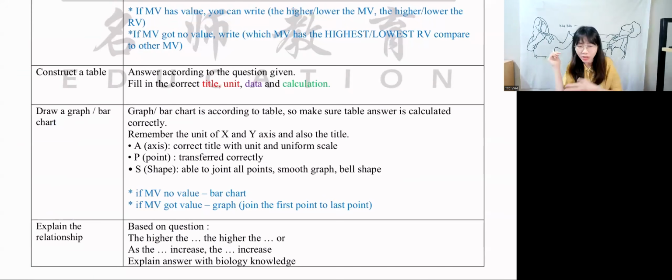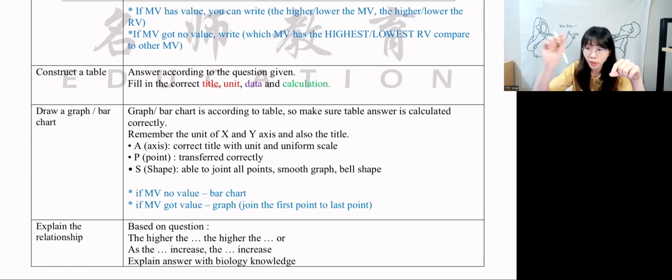You have to write energy value. You have to write type of food. So it's always a bar chart if you are talking about energy value. Since we have no graph, if you need to draw a graph, maybe touch wood, if it's not energy value, you join the point from the first point to the last point.